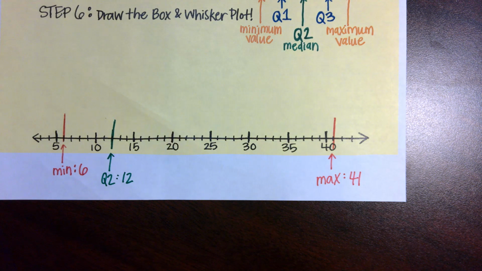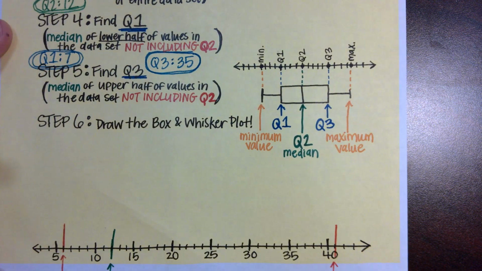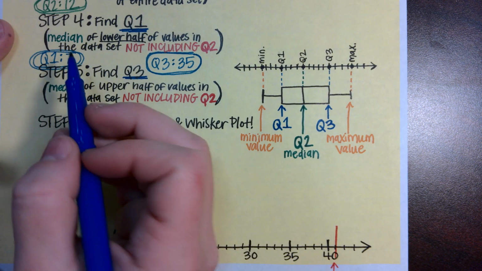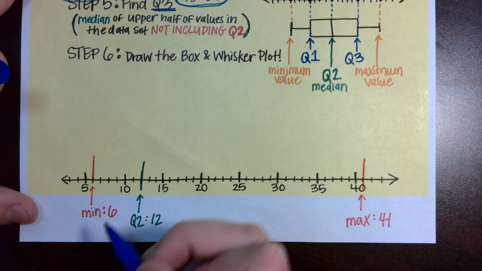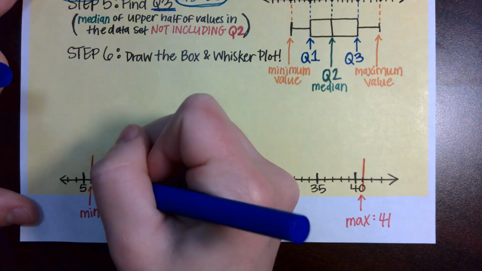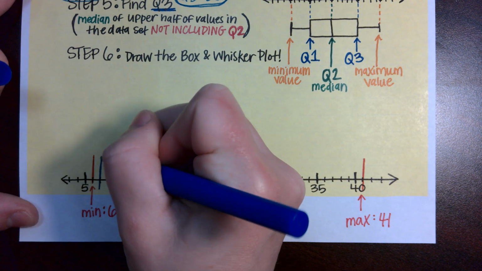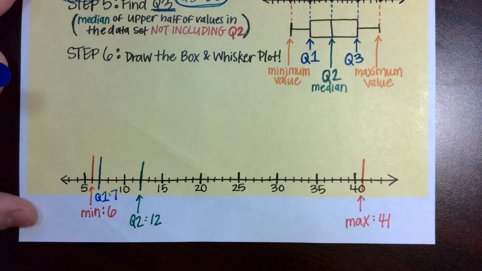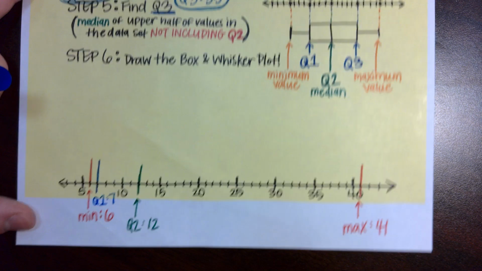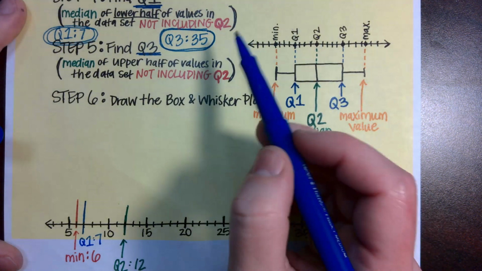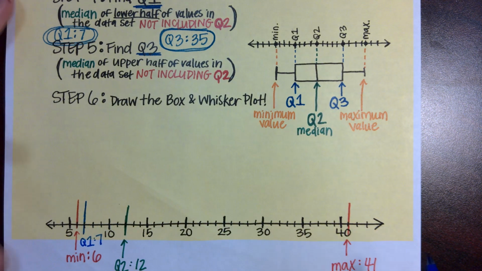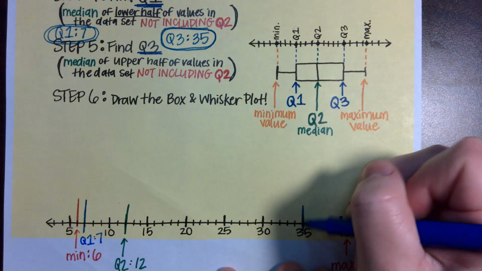Now we just need to find Q1 and Q3. What was Q1? 7. So I'm going to find 7 on the number line, which is right here. It's a little squished together, but that's all right. This is Q1. And where's Q3? Good. So we're going to go all the way over to 35 and make a mark there too.